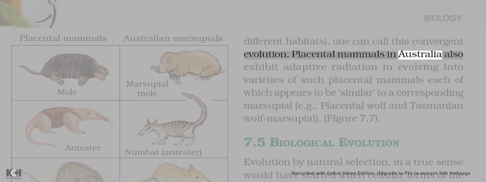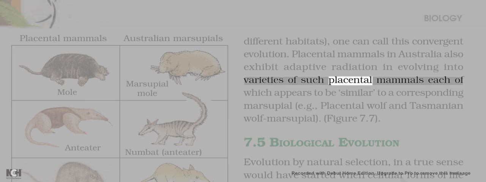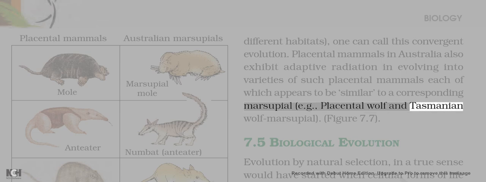Placental mammals in Australia also exhibit adaptive radiation in evolving into varieties of such placental mammals, each of which appears to be similar to a corresponding marsupial, e.g., placental wolf and Tasmanian wolf marsupial. Figure 7.7.